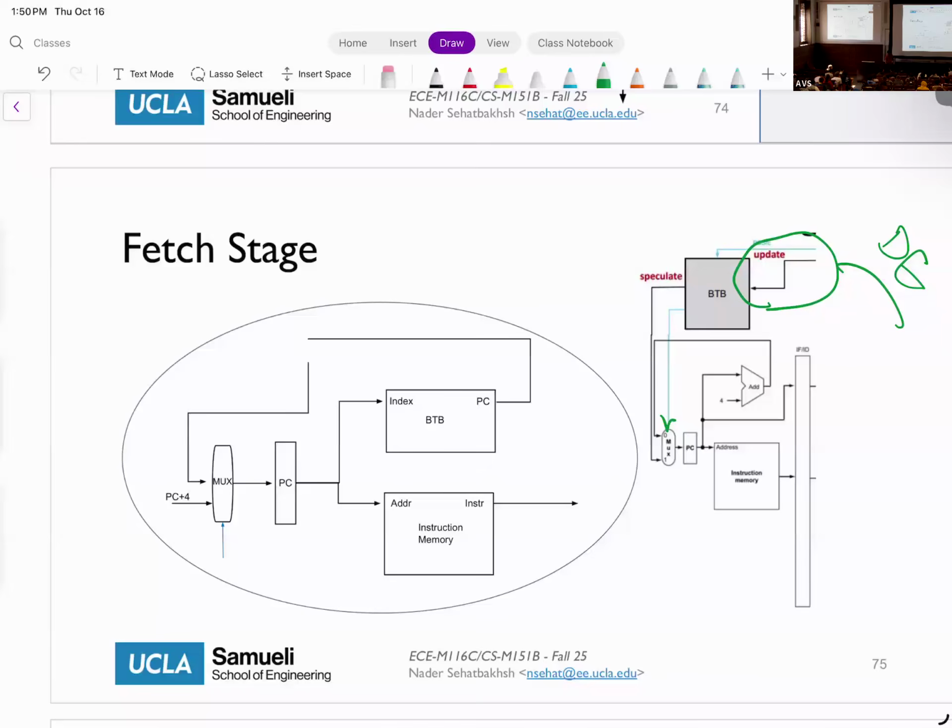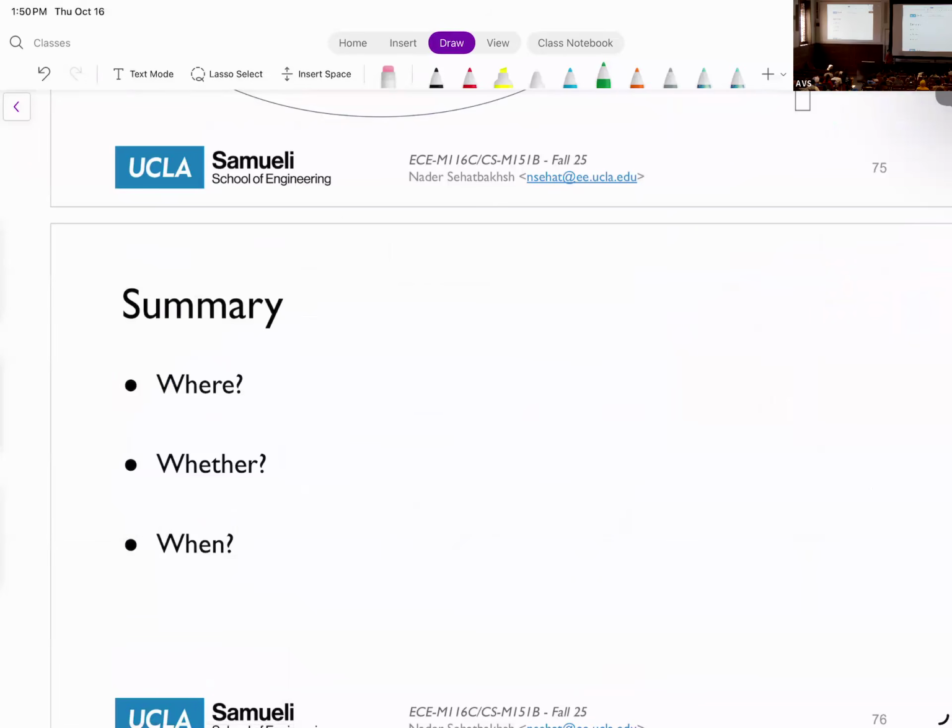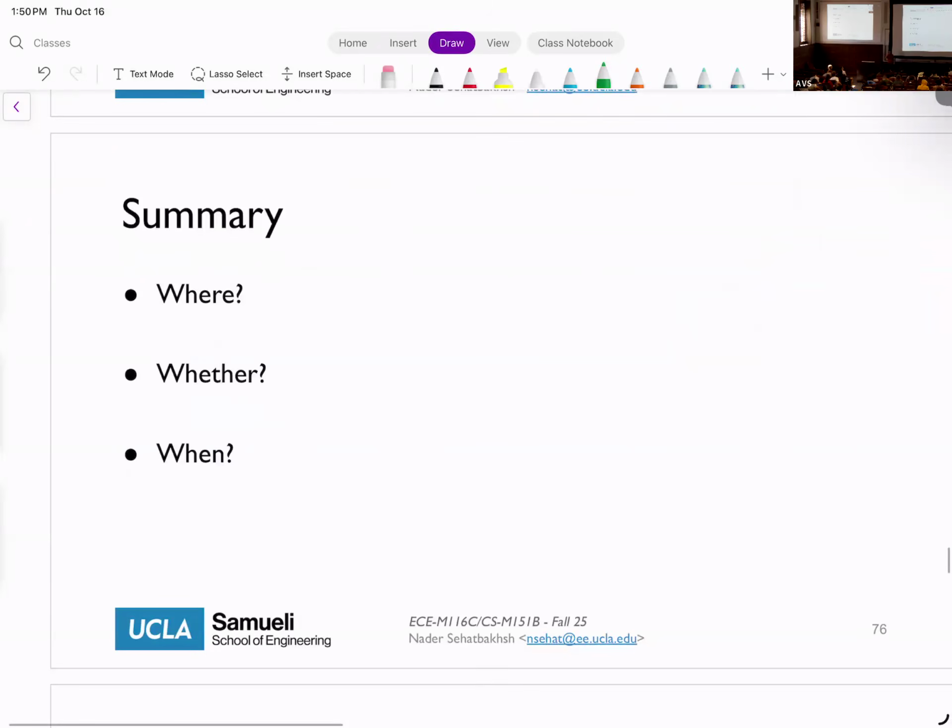We good? All right, so that's where we're going to stop today. On Tuesday, I'm going to quickly go over the dynamic branch prediction as well, and then we're going to do a review of all the things, okay?